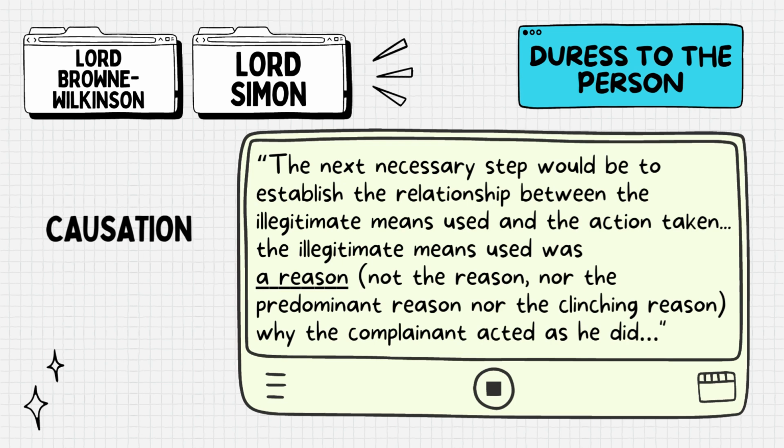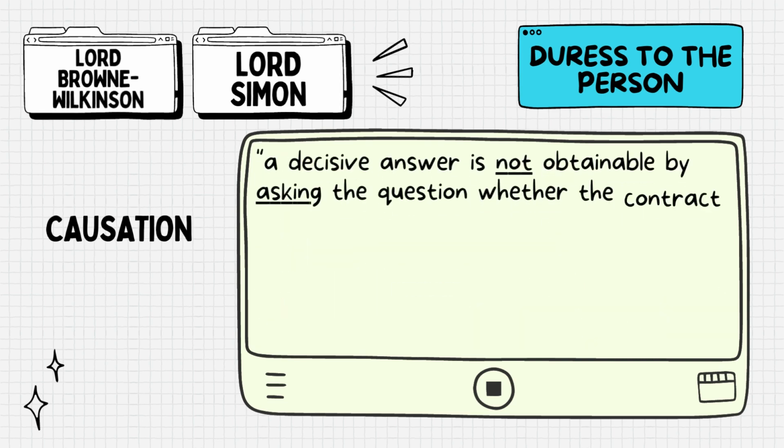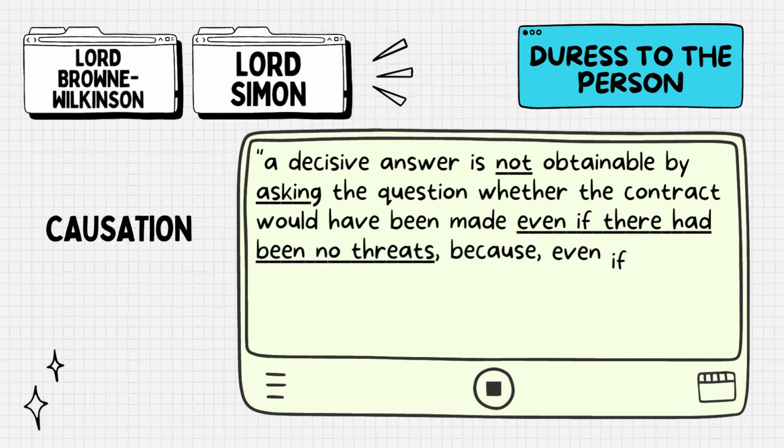The illegitimate means used was a reason, not the reason, nor the predominant reason, nor the clinching reason why the complainant acted as he did. In other words, it need not be the only reason or the most substantial reason for why the complainant entered into the agreement.